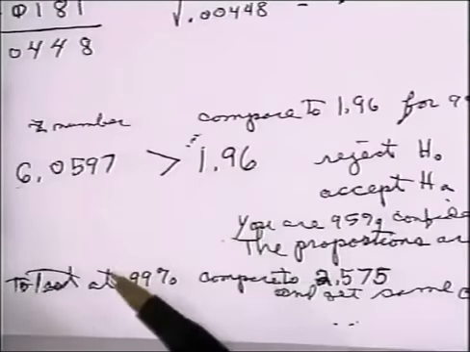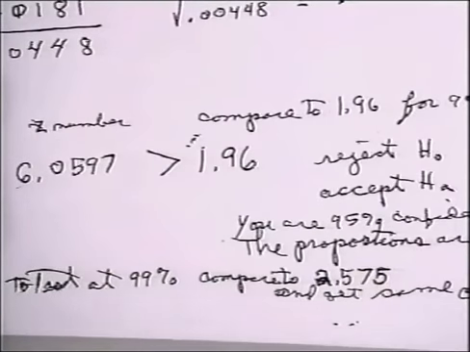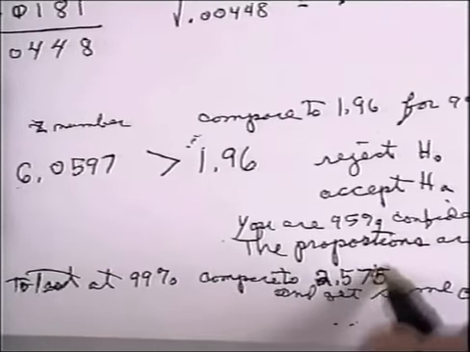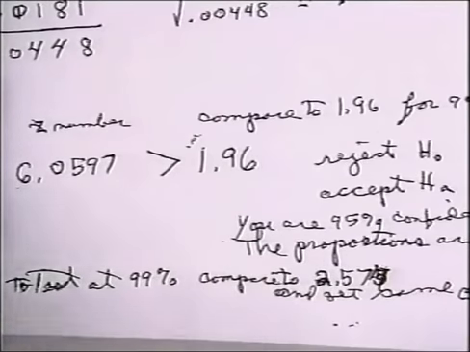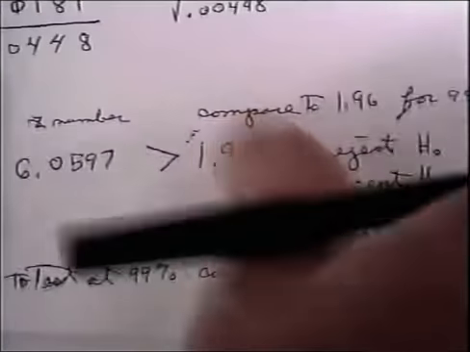To do it at 99%, I'd be comparing against 2.574, and so I'd have the same conclusion. Really, 6 standard deviations would give me a p-value of 0.0000. So I could say that I'm over 99.99% confident that there is a difference. This would give us evidence that the author was using gender bias in the use of male and female adjectives. That's how we do it.